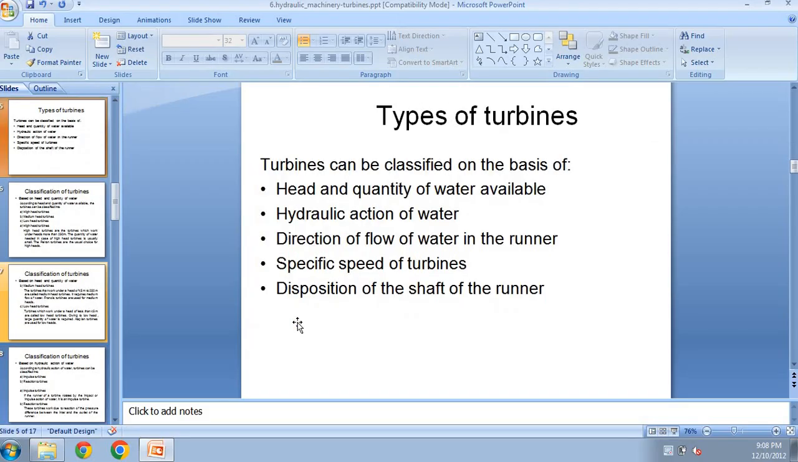There are a number of classification criteria for turbines. Here a few are considered: first, the head and quantity of water available; second, the hydraulic action of the water utilized in the turbine; third, the direction of flow of water with respect to the runner; then the specific speed of the turbine, and the disposition of the shaft of the runner.